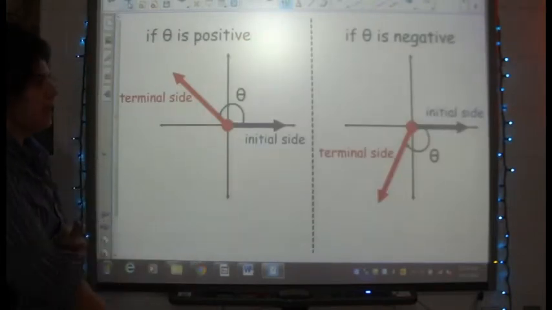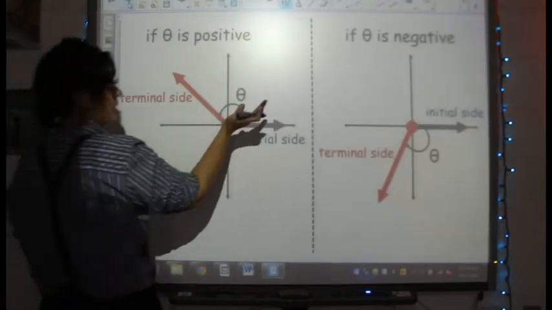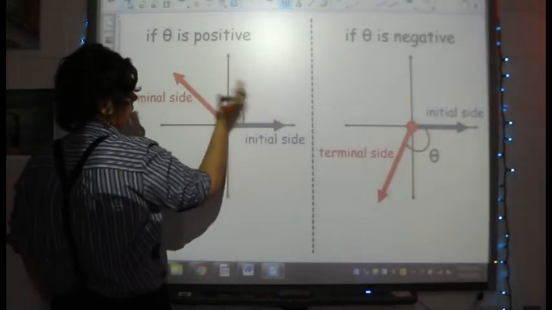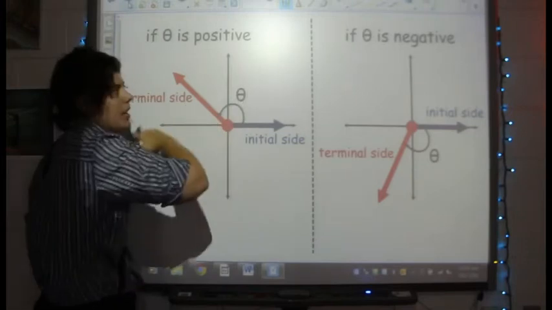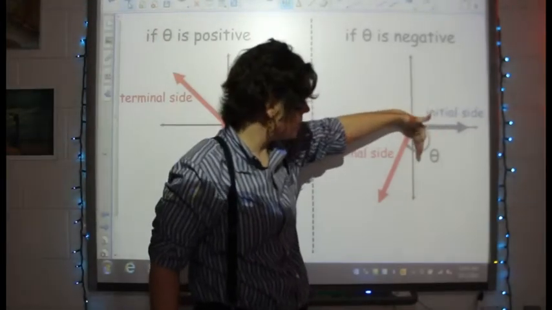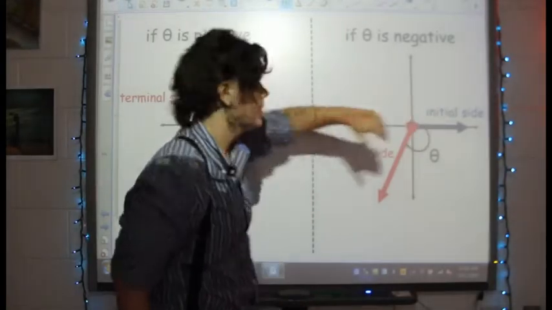If theta is positive, and we're talking about being in standard form, then the initial side is the positive x-axis, and we rotate counterclockwise. Again, that is if theta is positive. If theta is negative, the initial side is still on the positive x-axis, and we rotate clockwise.